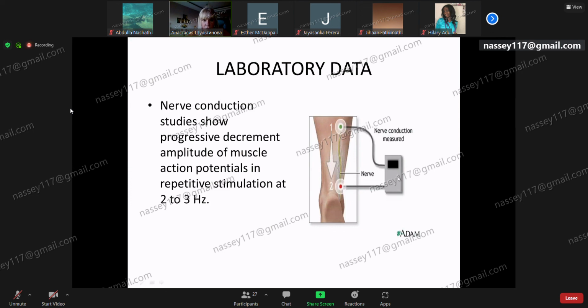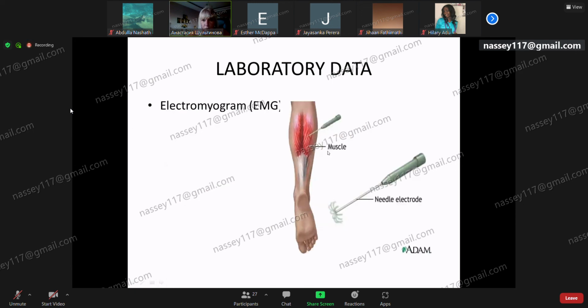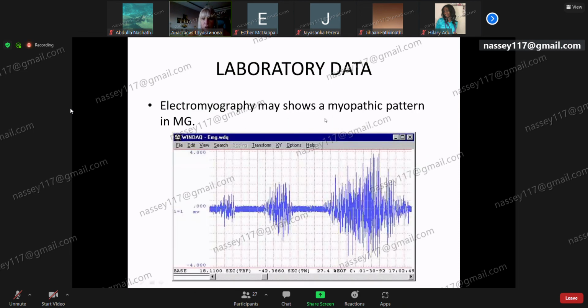Here is an illustration of the stimulation variant of electroneuromyography. Like we said, there is a decrement of amplitude of the muscle action potential in repetitive stimulation. The electromyogram needle goes into the muscle and registers the impulses. This is the needle electrode. Conduction of the muscle itself may show a myopathic pattern. They look like this in such a variant.